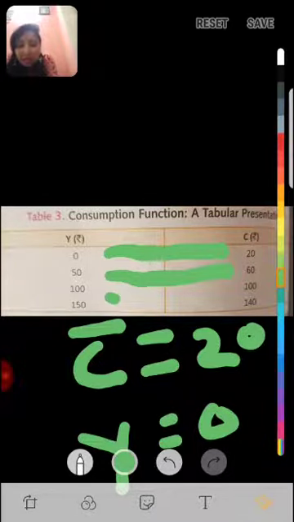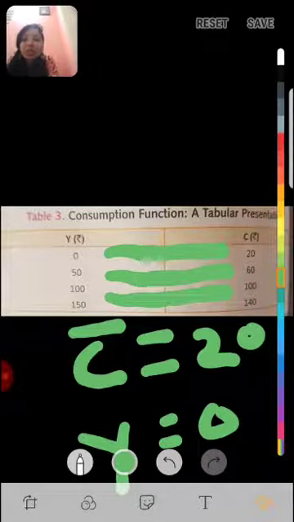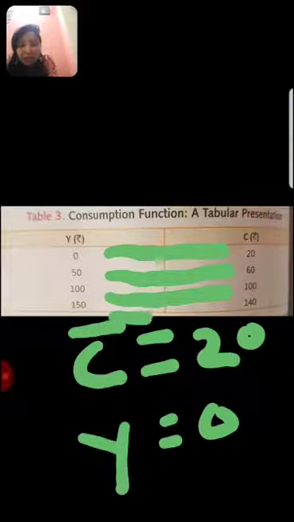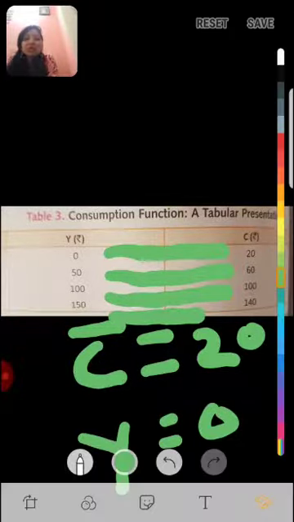But when income is 100, consumption is 100. It means we are spending our entire income on consumption. हम अपनी पूरी की पूरी income को खर्च कर रहे हैं. There is nothing left. यहाँ कुछ नहीं बचा है हमारे पास. हमारे पास 100 rupees है और we spend on consumption, that is 100. And in the next point, income is 150 and consumption is 140. It means there are some savings in the economy.